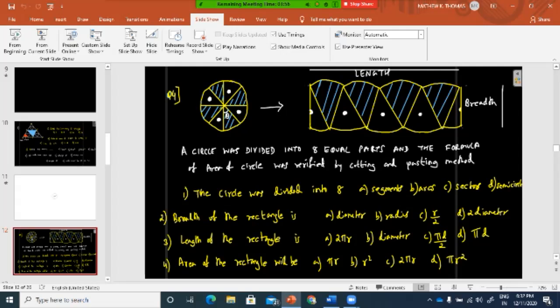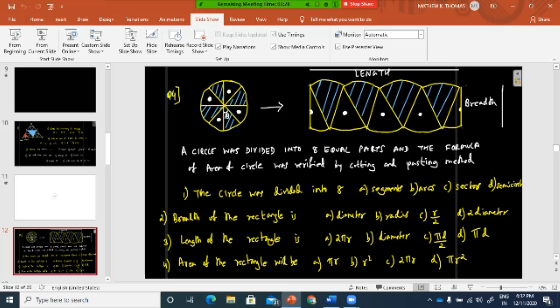So here, by cutting and pasting, I'm sure many of you have done this in your school. This was divided into 8 equal parts, and what have they done? They have placed 7 parts as it is, 1, 2, 3, 4, 5, 6, 7. And the 8th part they have cut into 2 parts. One they have pasted here and one they have pasted here, almost resembling a rectangle. At the moment, it's not a rectangle because we have divided only into 8 parts. If you do it into 16 parts, 32 parts, then more and more the shape will resemble a rectangle.